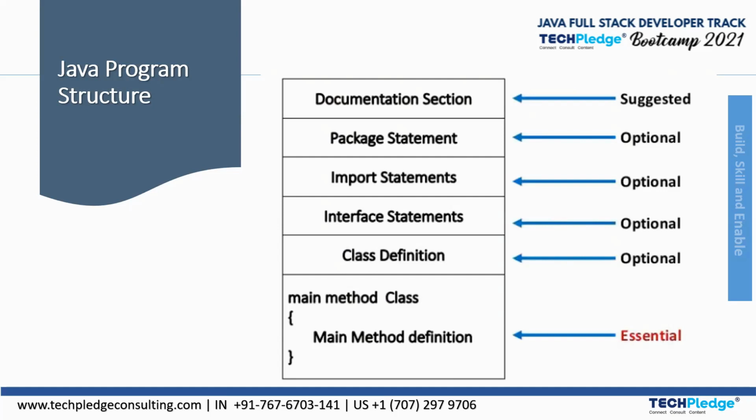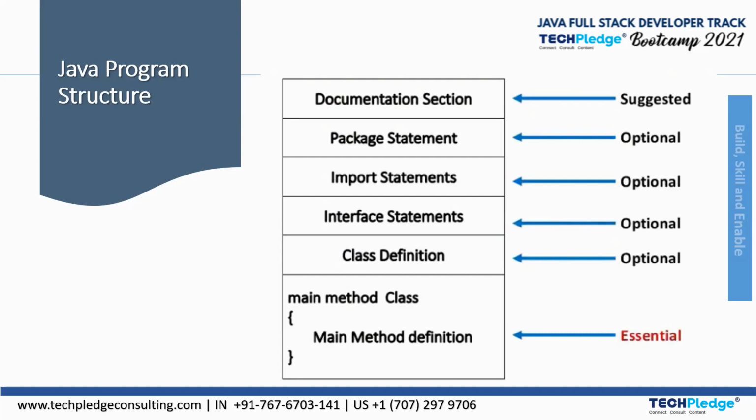Next is the interface statement. An interface is like a class, but it includes a group of methods and declarations. This again is an optional statement. When you learn more about interfaces in the upcoming slides, so I'll not go much into the details of it. And finally, the class definition. Of course, Java is an object-oriented language, so a class will be a part of the Java program.